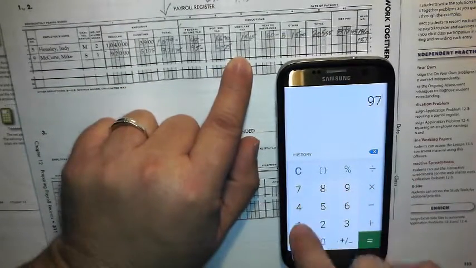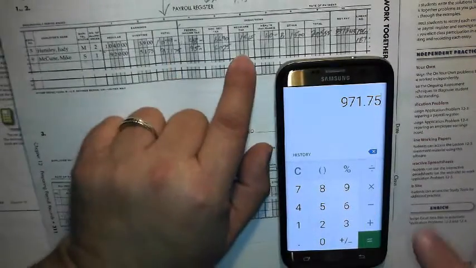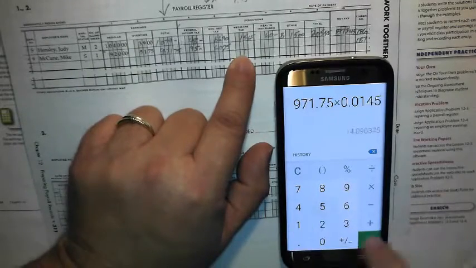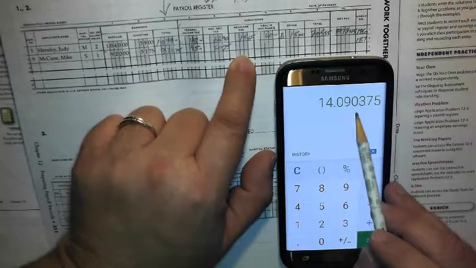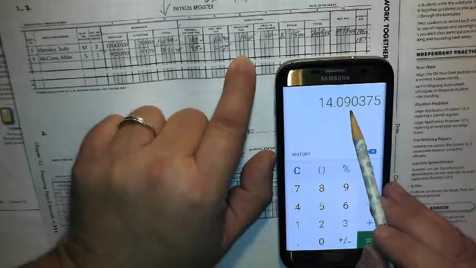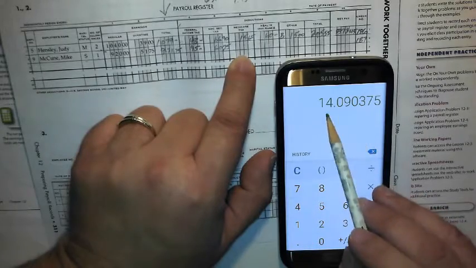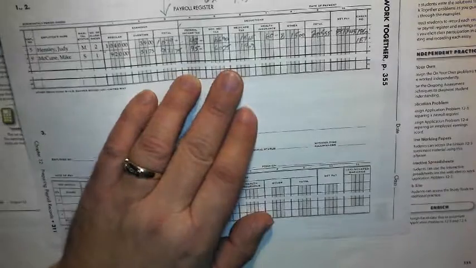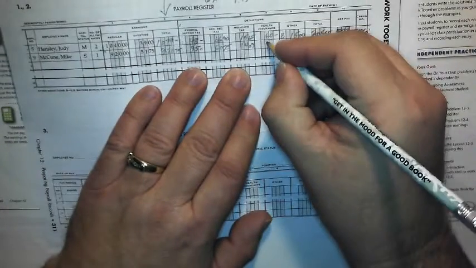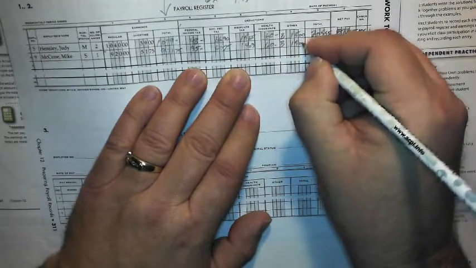Medicare tax will be 971.75, the total gross pay, times 0.0145. And you look here, it's got several different decimals, but the third one out is 0, so I'm not going to need any rounding there. That's $14.09. And in the same description, he has $60 for health insurance and a savings bond of $15.